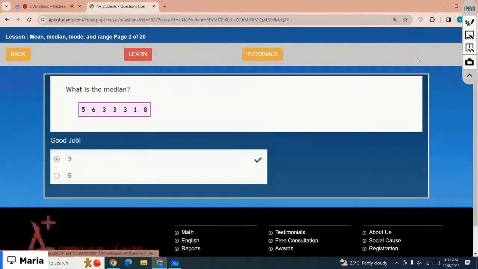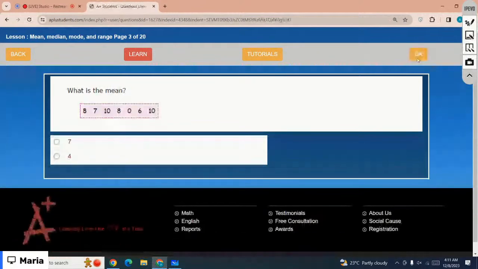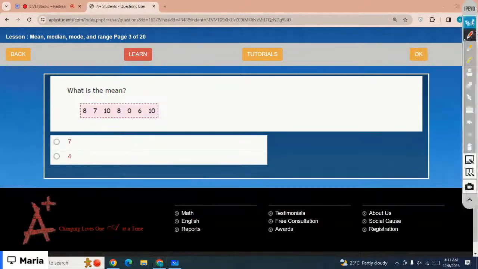Okay, the next one is, what is the mean? Now you have to calculate the mean. The mean is the sum of all the numbers divided by the number of values, right? Let me just add them. I think that's the one we did in the tutorial. 8 plus 7 plus 10 plus 8 plus 0 plus 6 plus 10. Let me calculate their sum. I think their sum is 49. Let me add again. Hold on.